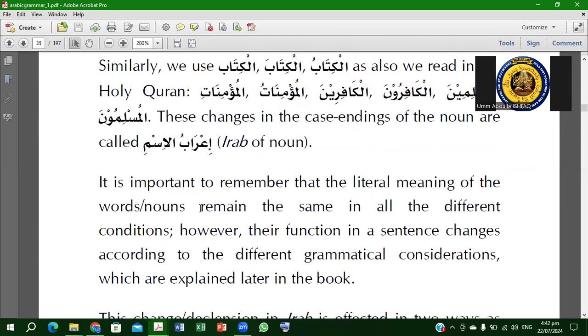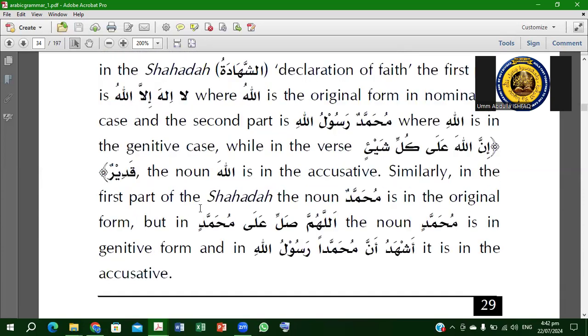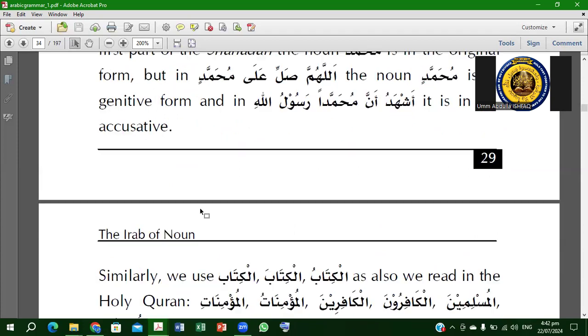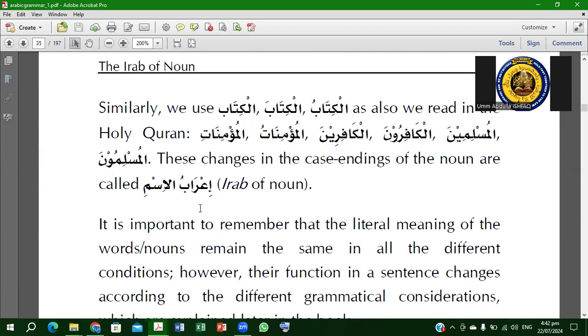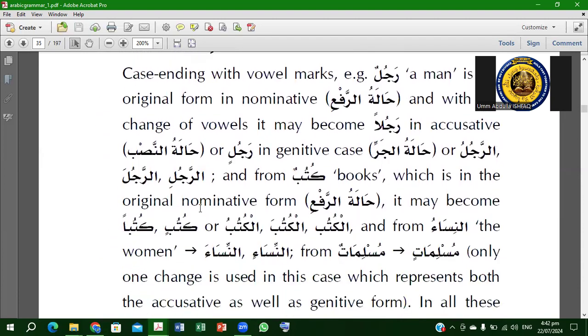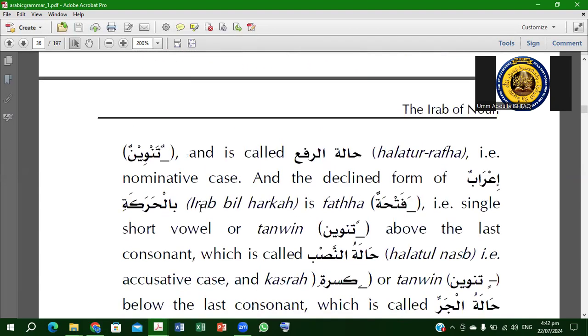The other thing, this is in singular. We know there are number types. There are three types of numbers: singular, pair, and plural. So in singular, you can easily recognize with dhamma, fatha, kasra. But in pair, you will not recognize with fatha, kasra, dhamma. How will you recognize? With the ani sound. Okay, let me go there.